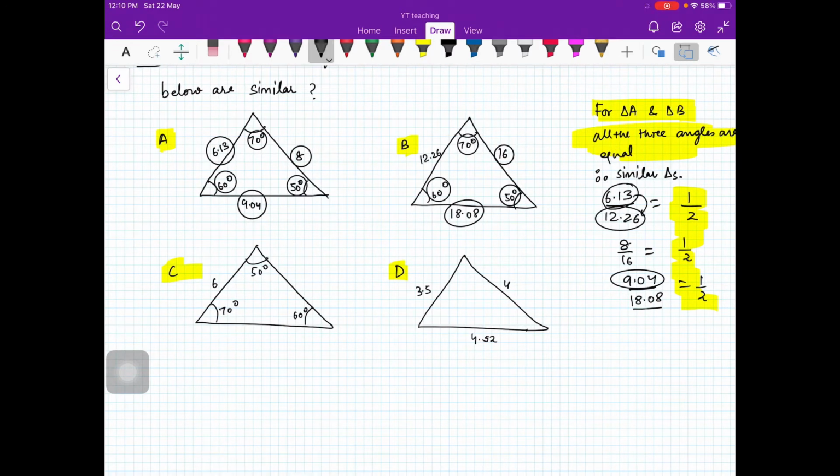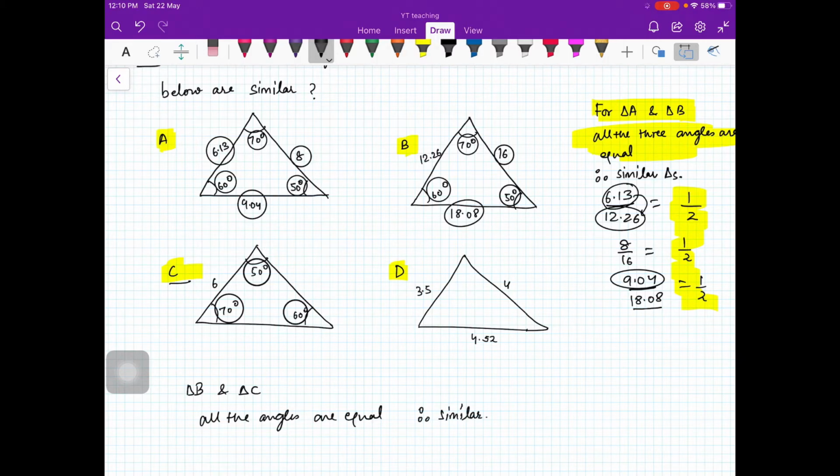Now let us look at triangle B and triangle C. Because in triangle C I don't have much information about the sides, I'll just look at the angles. In triangles B and C, you can see angles are again equal. All the angles are 70, 50, 60. All the angles are equal. Therefore, similar.